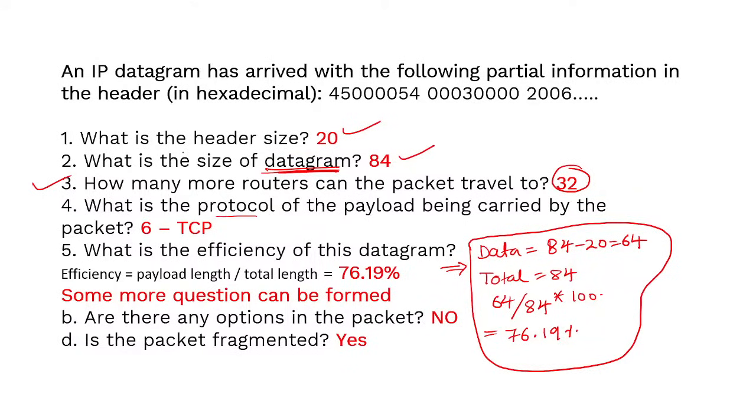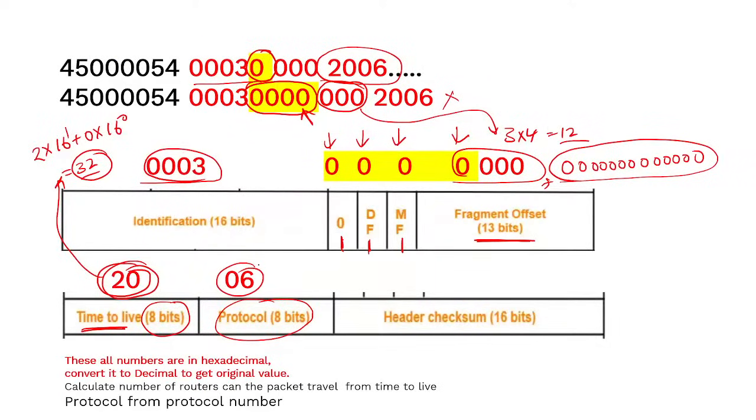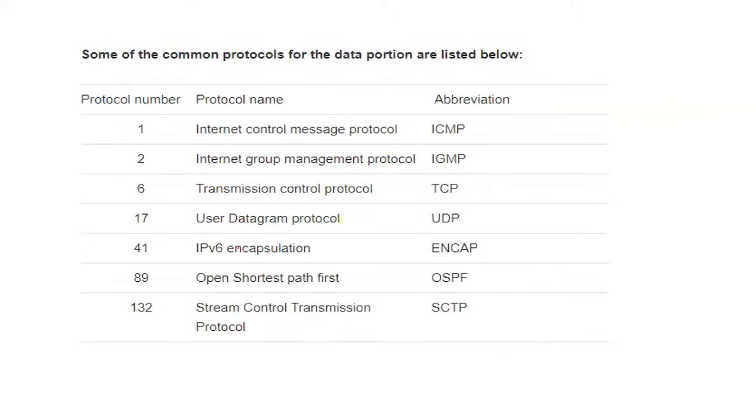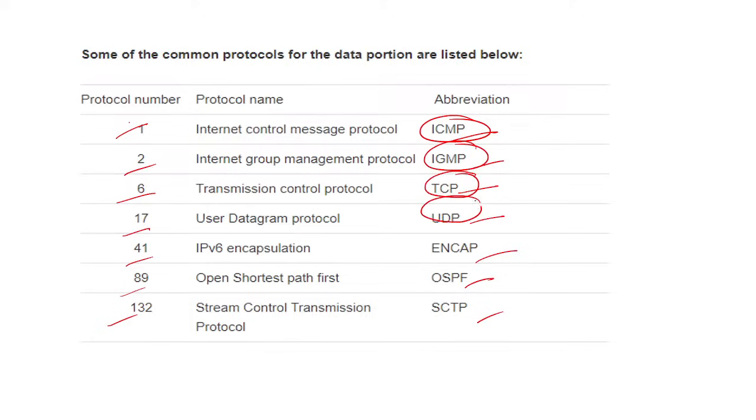Next one is the protocol. Here the protocol number is 06. So from here you can see all the protocol numbers. 1 means ICMP, 2 means IGMP, 6 means TCP, 17 means UDP, 41 means ENCAP, 89 means this one, 132 means this one. You can remember at least the popular ones, that is ICMP, IGMP, TCP, UDP. These are the most popular. So from here you can do it.